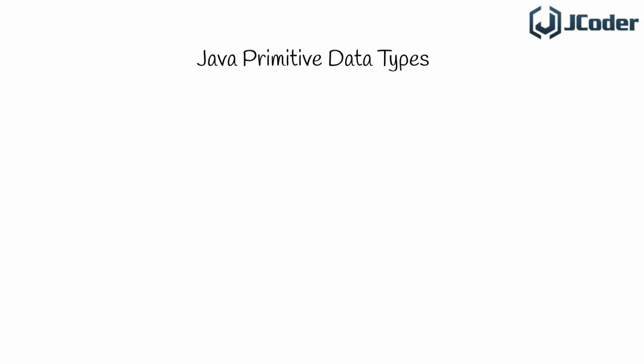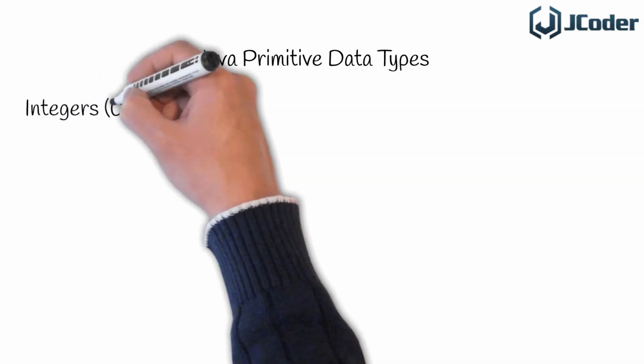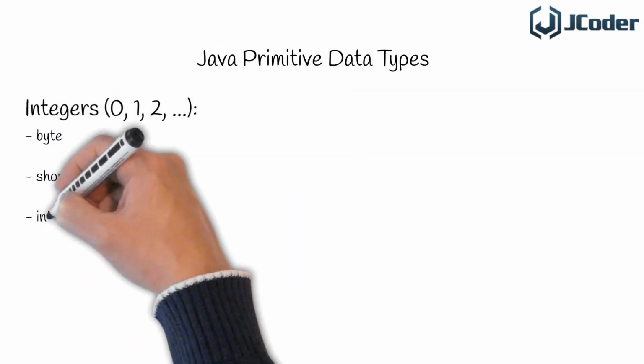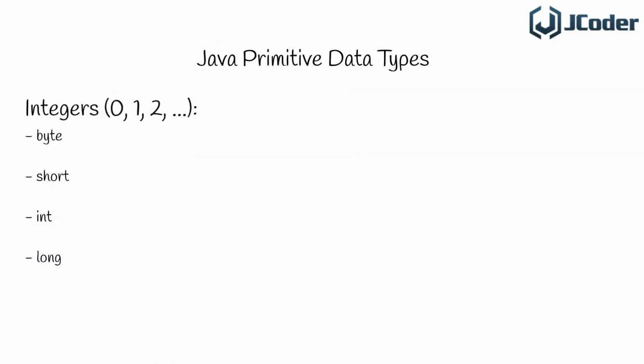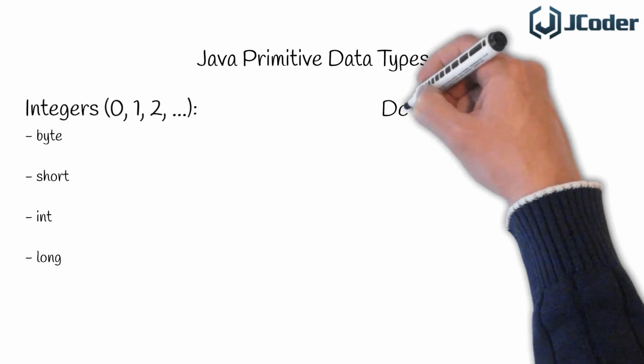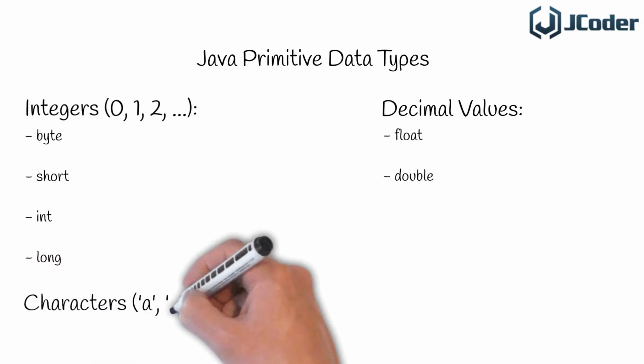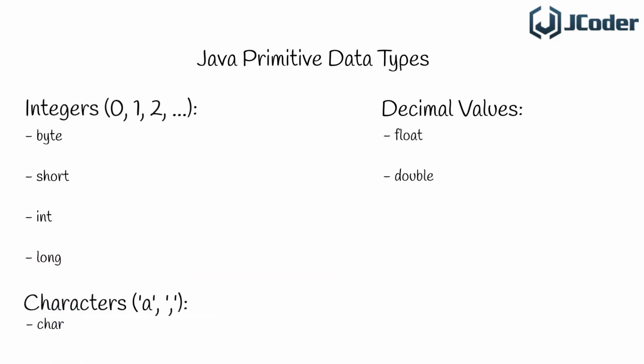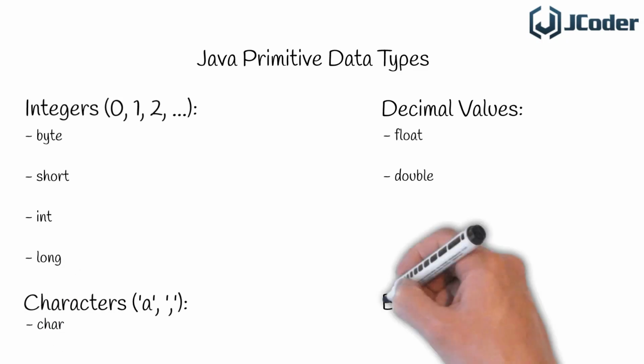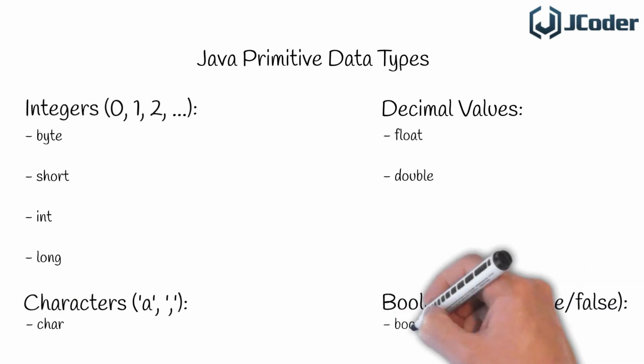Java provides us with 8 primitive data types. 4 of them are for integer values, which are byte, short, int, and long. 2 of them are for floating point values that you can use for decimal values, which are float and double. 1 data type for storing single characters, for example the letter A or a comma, which is called char, and Boolean for storing true and false flags.